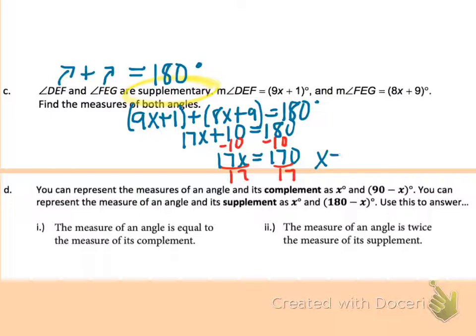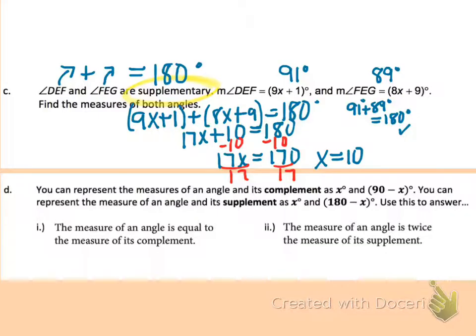And x has to be 10. So now to find the angles, I'm just going to simply take x, and that's 10, and substitute it in. DEF would be 9 times 10, which is 90 plus 1, that's 91 degrees. And 8 times 10, which is 80 plus 9, is 89 degrees. And we know that 91 plus 89 adds up to 180 degrees. So that's a check. My two angles are 91 and 89 degrees.